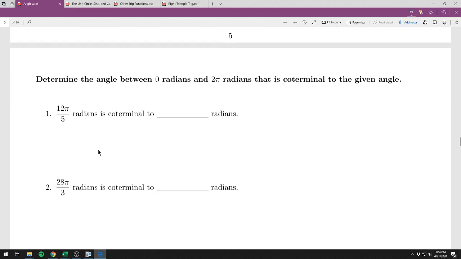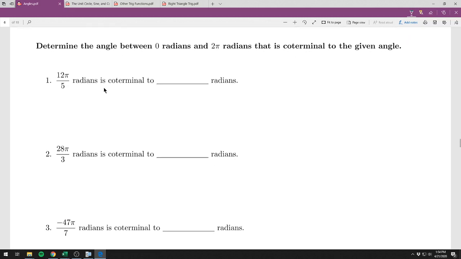All right, so the first one here, it says determine the angle between 0 radians and 2 pi radians that is coterminal to the given angle. Okay, so the first one here, we have 12 pi over 5 radians. It's got to be between 0 and 2 pi. And the first question you really want to ask yourself with radians, since you might not be very comfortable with them right away, is: is this actually between 0 and 2 pi or not? Because if it is, it's kind of a trick question, but you're done. It would be itself.